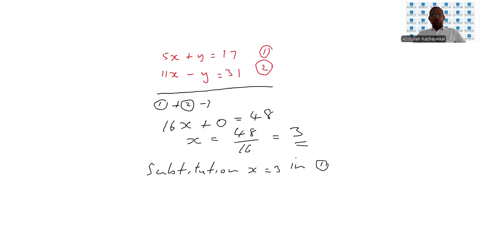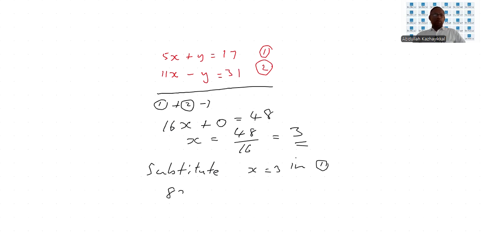Now, substitution, x is equal to 3 in equation 1. That means we can substitute. You can substitute this. What is the substitution method? We can substitute now. Please substitute x is equal to 3. All of you, please, substitute x is equal to 3 and tell me the answer. What is happening in equation 1? So, what is equation 1?